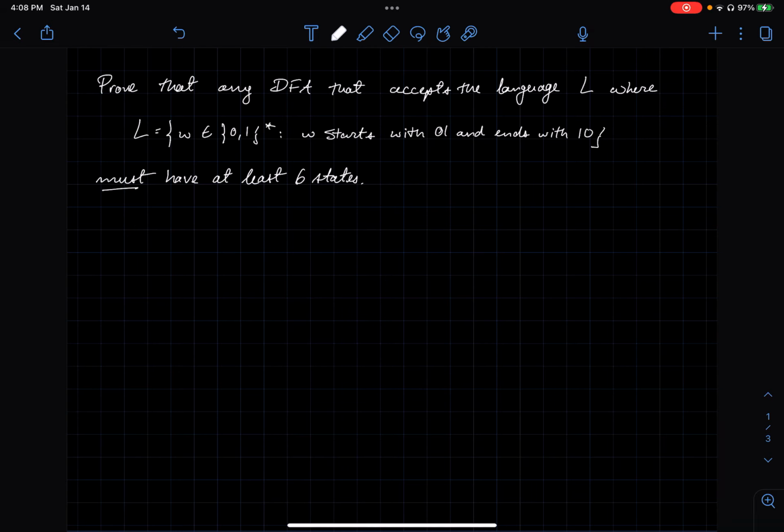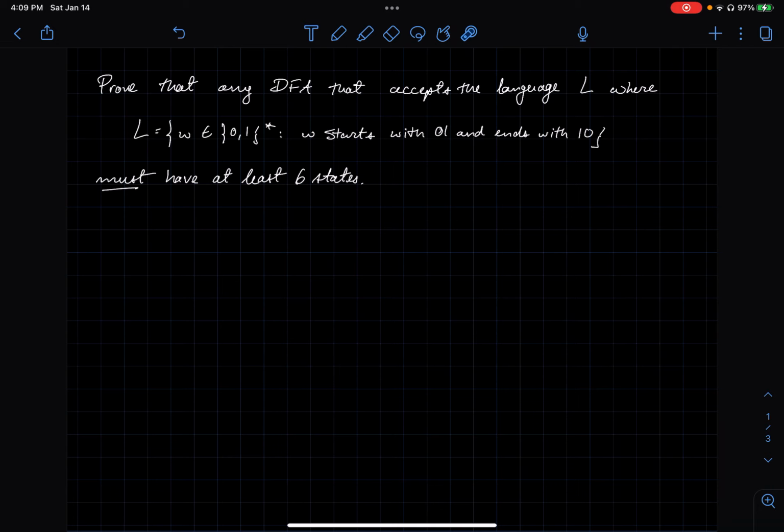Okay, hello everyone. So in this video, we're asked to prove that any DFA that accepts the following language L must have at least 6 states, where the language L is a language that we already saw and already created a DFA for. It's the set of all strings over the alphabet 0, 1, such that the string starts with 0, 1 and ends with 1, 0.